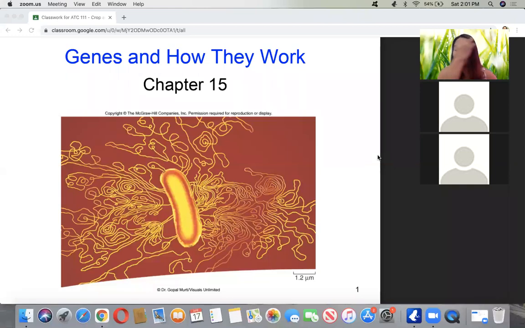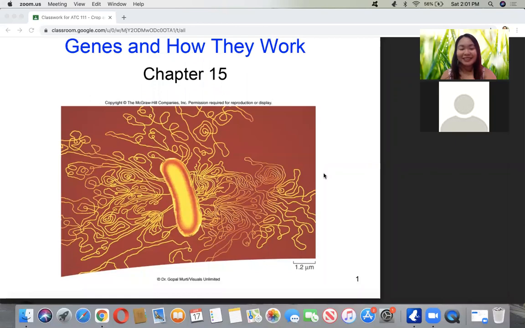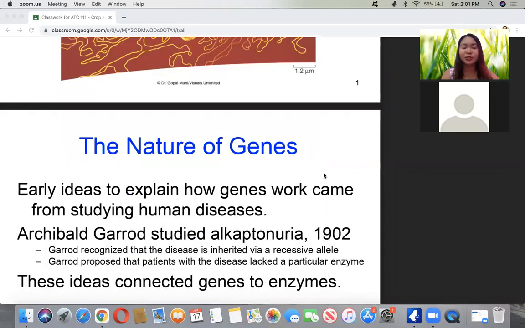DNA extraction. Have you done your DNA extraction already, Teresa? Humana ka sa DNA. Wala pa, ma'am. So I hope you can try next.